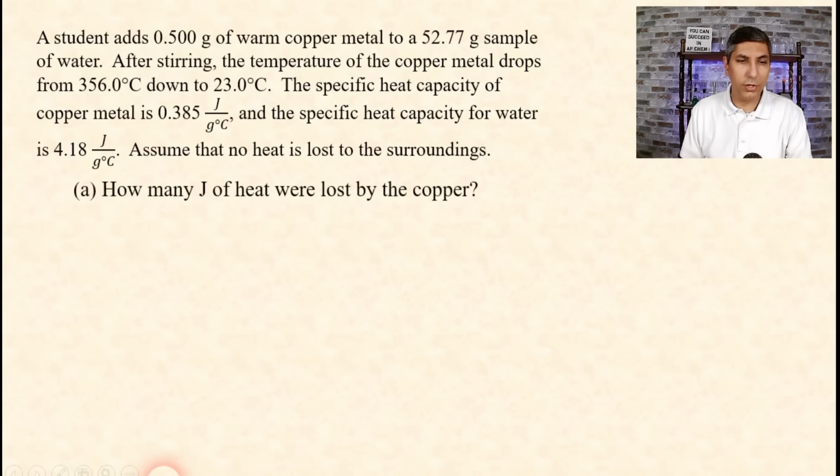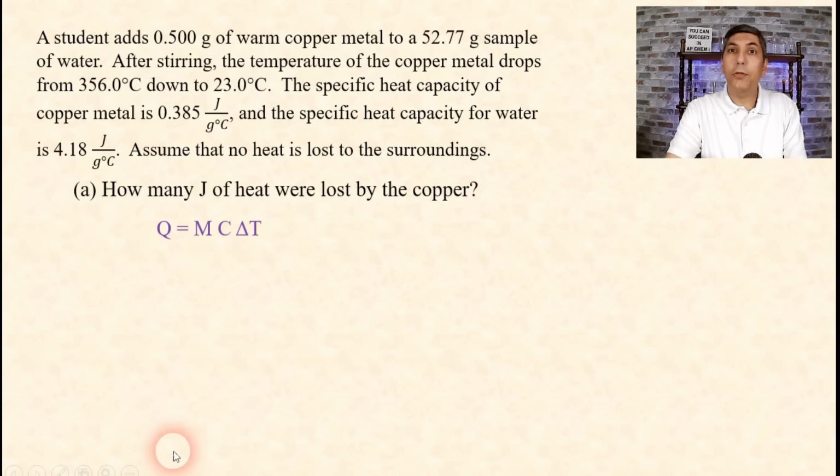So the first question here is, how many joules of heat were lost by the copper? Whenever we have a question like this involving specific heat capacity and joules and mass and temperature, we're going to use the equation Q equals MC delta T. Now the Q is representing joules, and that's what we're trying to solve for. So Q is going to be our unknown in this question. Now M represents the mass of the copper. It says this is 0.500 grams of copper, so that goes in there for M.